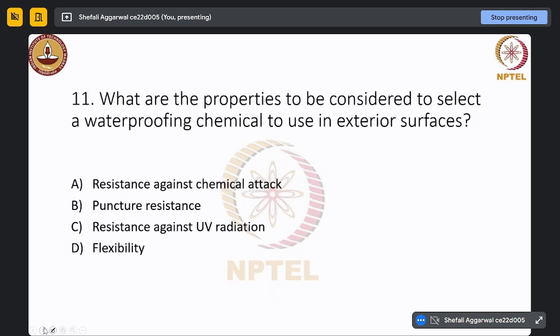Next question then. What are the properties to be considered to select a waterproofing chemical to use in exterior surface? If we have to use a waterproofing on the exterior wall or anything, which main things we have to consider before selecting it? It should have resistance against chemical attack. It should have puncture resistance. Puncture resistance means impact resistance against impact force. It should have resistance against UV radiations, or it should be flexible.